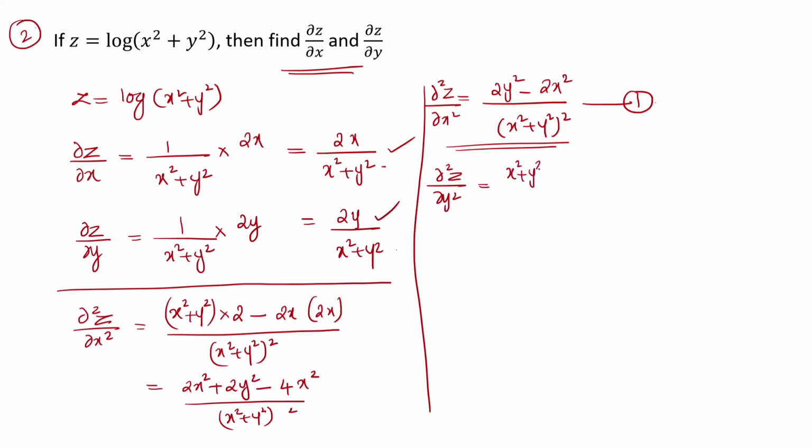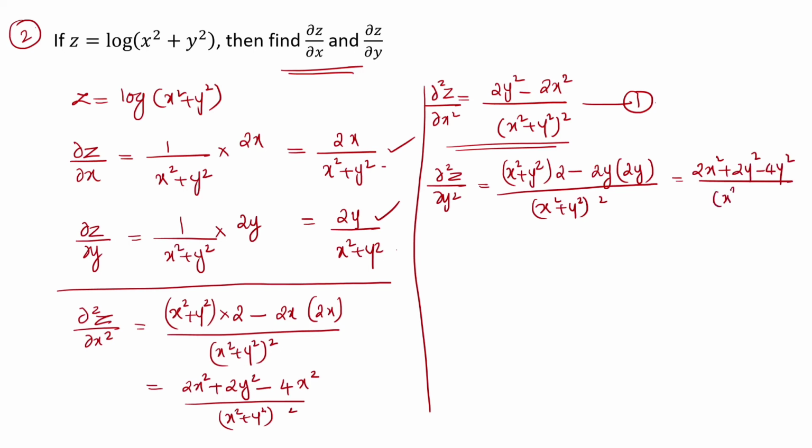(x² + y²) into the derivative of 2y with respect to y, which is 2, minus 2y into the derivative of (x² + y²) with respect to y, which is 2y, divided by the denominator squared, (x² + y²) the whole squared. Now we'll write it as (2x² + 2y² − 4y²) divided by (x² + y²) the whole squared. Now this is equal to (2y² − 2x²) divided by (x² + y²) the whole squared. Okay, this is equation number 2.